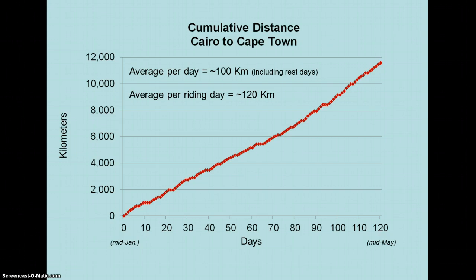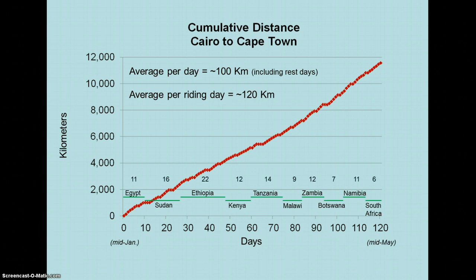Our average mileage per day was about 100 kilometers, and that included rest days. If we just looked at the days that we rode, it was about 120 kilometers per day when we rode. Down at the bottom now you can see the 10 different countries. The green dashes are an indication of the days that we spent in each country. For example, 11 days in Egypt, 16 days in Sudan, etc.